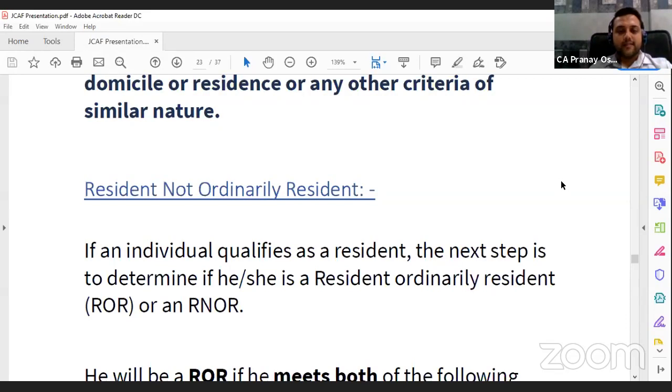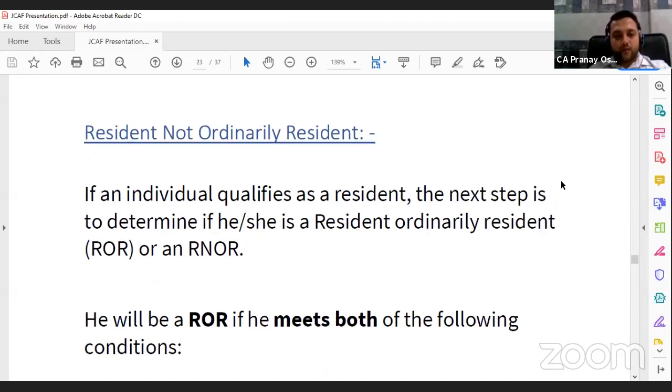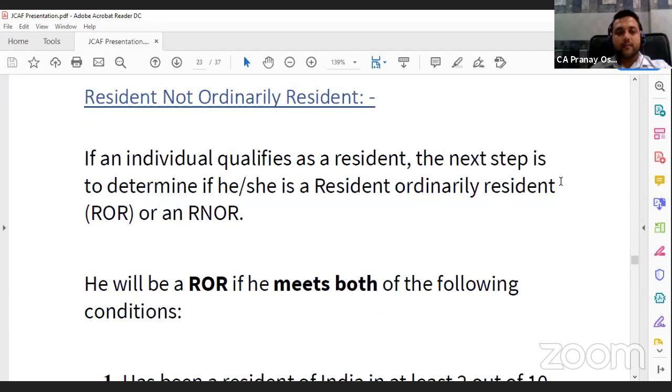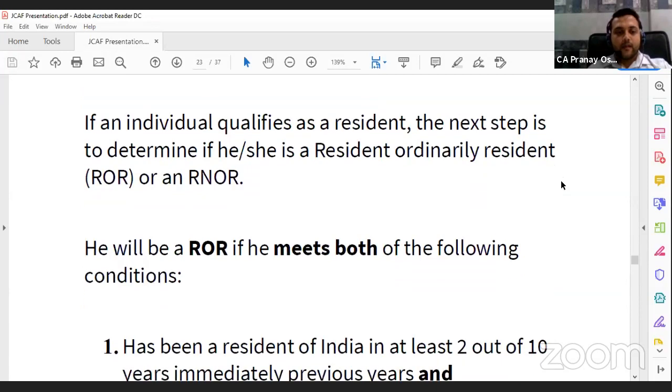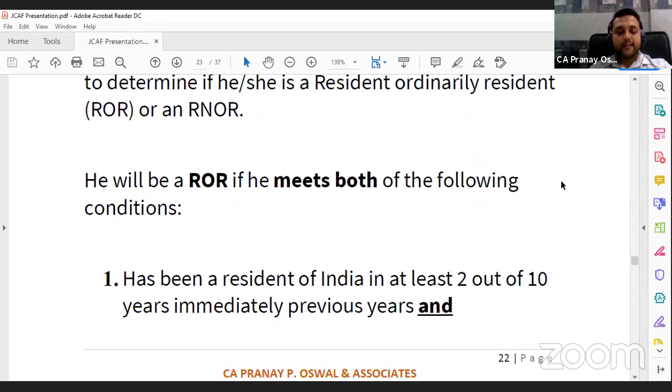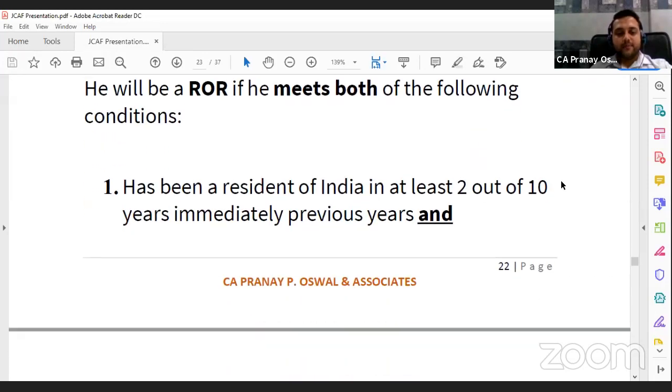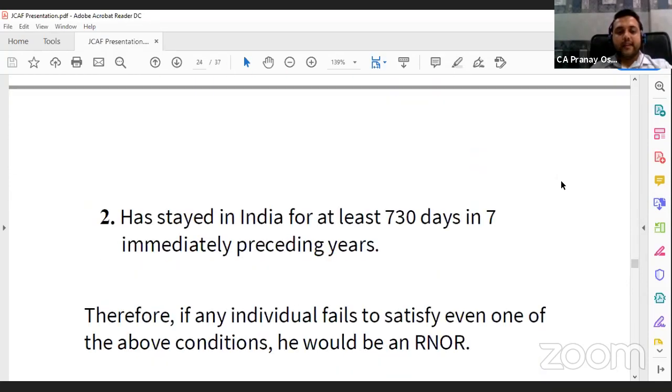And if he qualifies as a resident, further we have to check if he is a resident and ordinarily resident, or resident but not ordinarily resident. If an individual qualifies as a resident, the next step is to determine if he is a resident and ordinary resident, or RNOR. He will be ROR, that is resident and ordinary resident, if he meets both of the following conditions. He has been resident of India in at least 2 of the 10 years immediately preceding that previous year, and he stayed in India for at least 730 days in the 7 immediately preceding years.